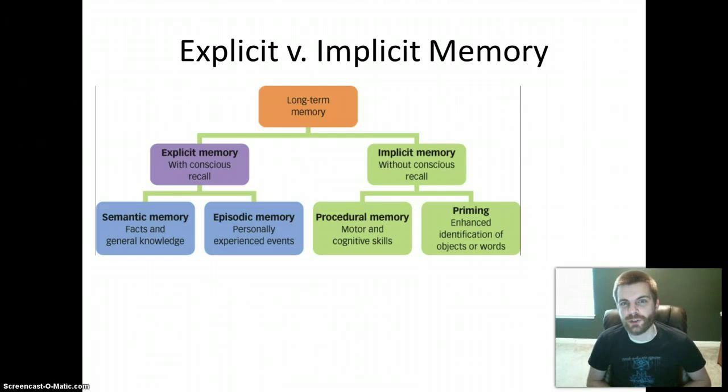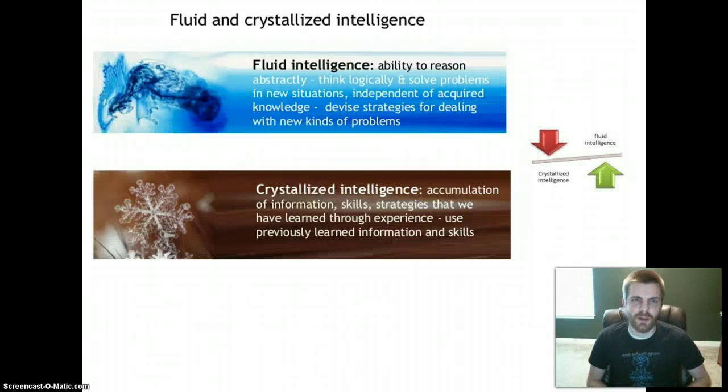So do you know how to tie your shoes? Do you know how to ride a bike? These are procedural memories, and they are under the implicit memory category. You also have fluid and crystallized intelligence.